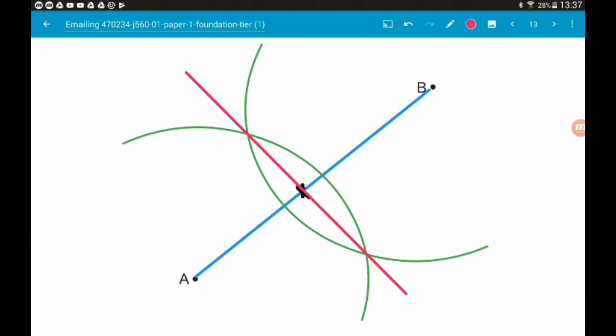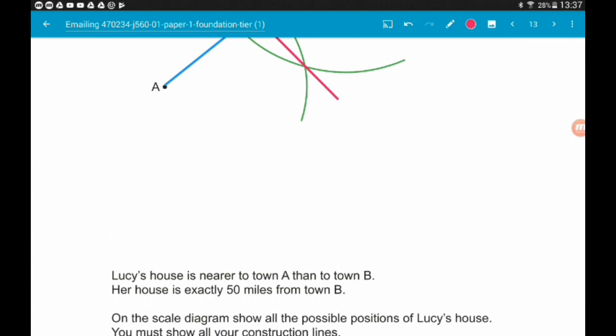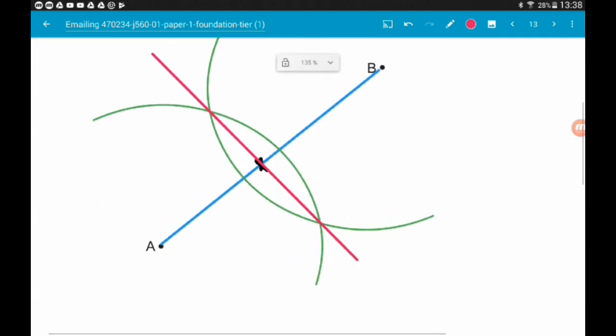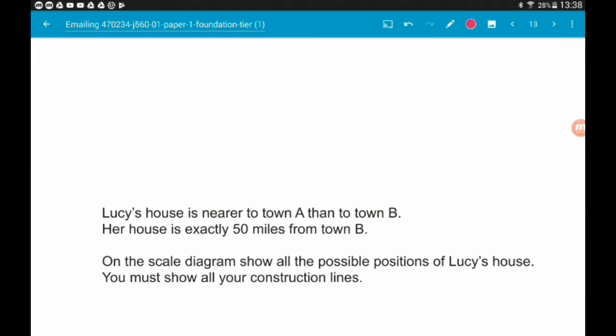Anything left and below the line is closer to town A. Anything to the right and above the line is closer to town B. So at the moment, we were told that Lucy's house is nearer to town A than town B. At the moment, we know Lucy's house is to the left and below that red line. Okay, so now for the second bit, we're told Lucy's house is exactly 50 miles from town B.